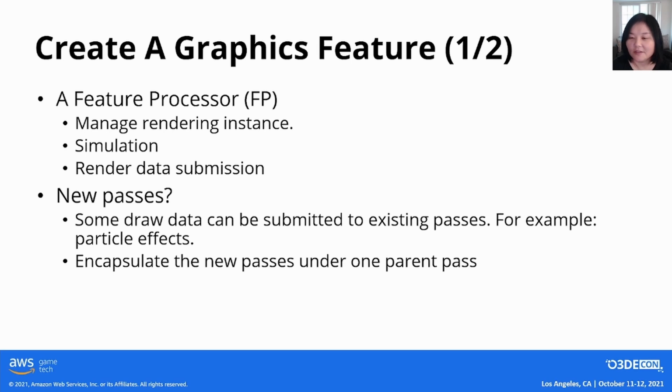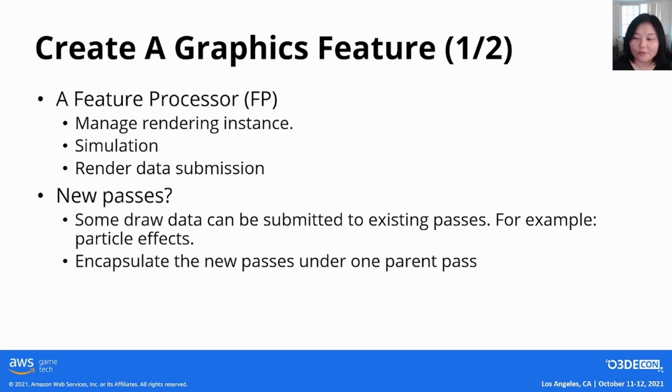There are exceptions where you may not need a feature processor. For example, ImGUI rendering. Since ImGUI already has an ImGUI context which manages the render data, the ImGUI render path is enough to handle the rendering. We also have an example where we group several post effects together and use one feature processor to handle all of them.